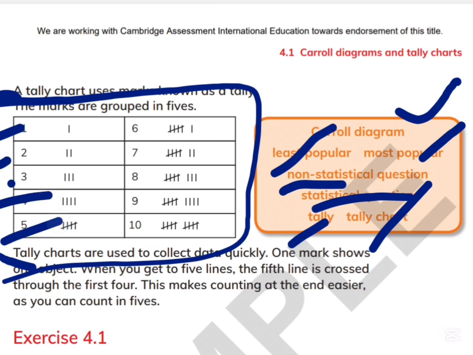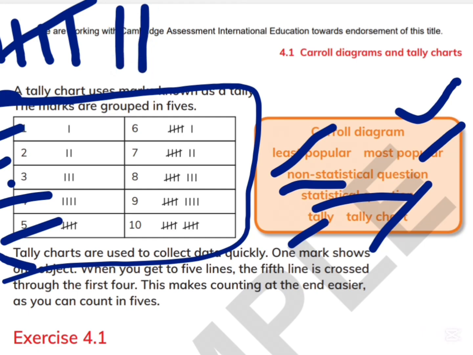4 like this, 5 like this. Okay, 5, you know that 1, 2, 3, 4, 5. If I want to write 6, I will make one more line. If I want to make 7, I will make 2 lines. If I want to make 8, I will make 3 lines. If I want to make 9, I will make 4 lines. If I want to write 10 in tally, I will do one like this, because we know how we will write the 5 in tally.